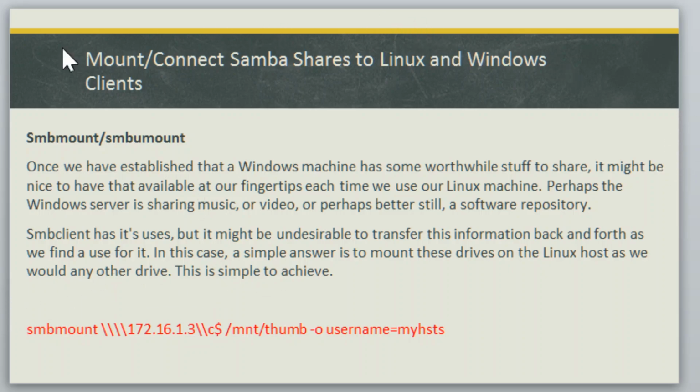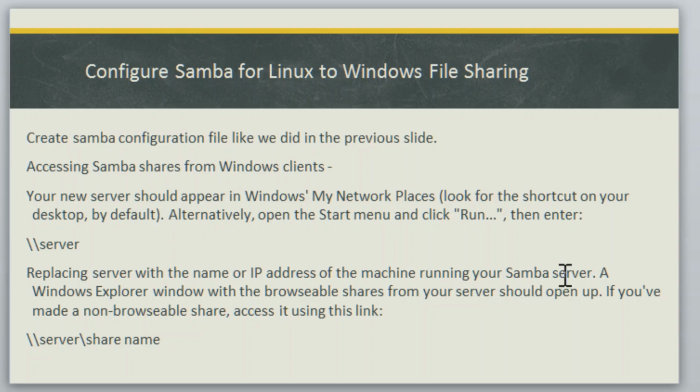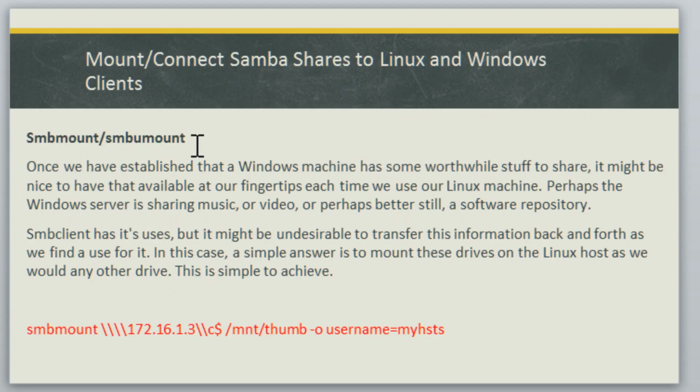So let's talk about how we would mount shares to the Linux and Windows clients. Before, we were talking about how we can just move files back and forth to machines. Let's talk about how to actually mount file systems, all right? So once we have established that a Windows machine has some worthwhile stuff to share, it might actually be nice to have that stuff available at our fingertips, right? So that each time we use our Linux machine, we can see this stuff on that Windows server, right? And maybe the Windows server is sharing music or video, or even better, maybe it has a software repository that we can pull stuff from, okay?